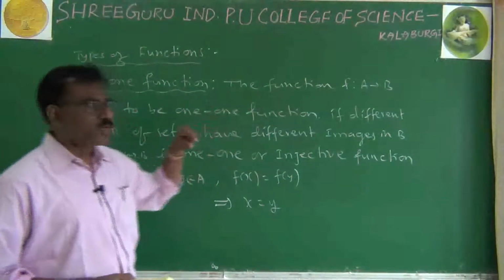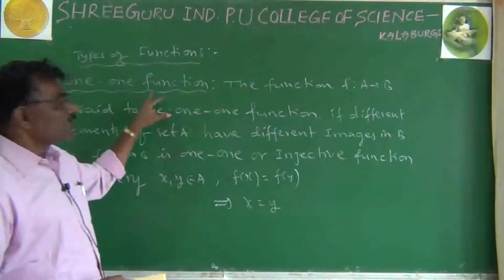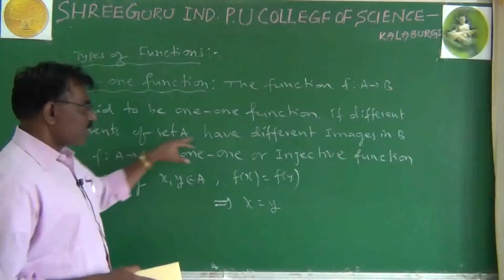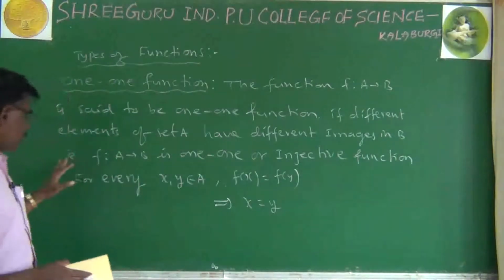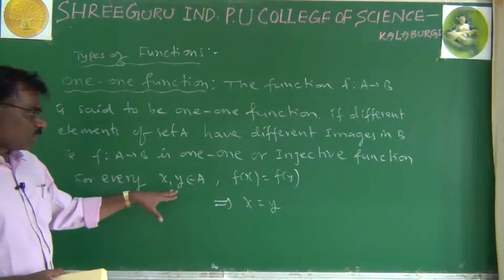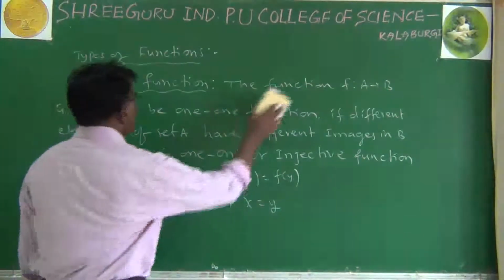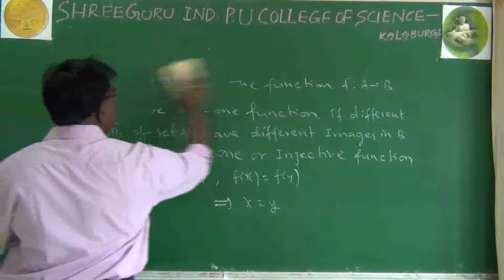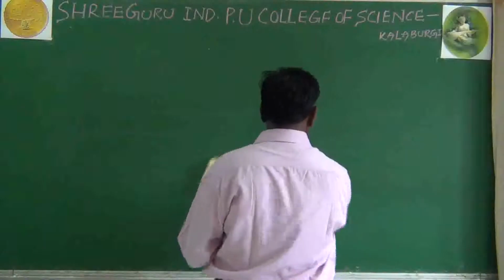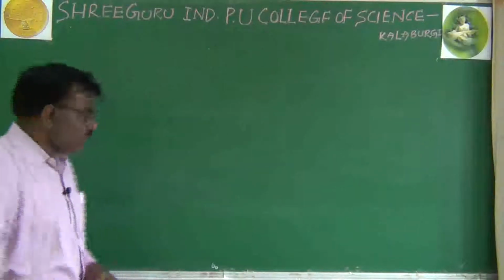The function f from A to B is said to be one-one function, or it is called injective function, if different elements of set A have different images in set B. That is, f from A to B is one-one, or injective, if for every x, y belongs to A, f of x equal to f of y implies x equal to y. So this is the one-one function. Another name is injective, or simply injectivity.